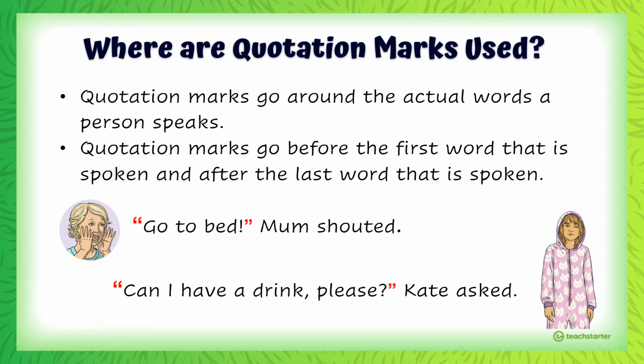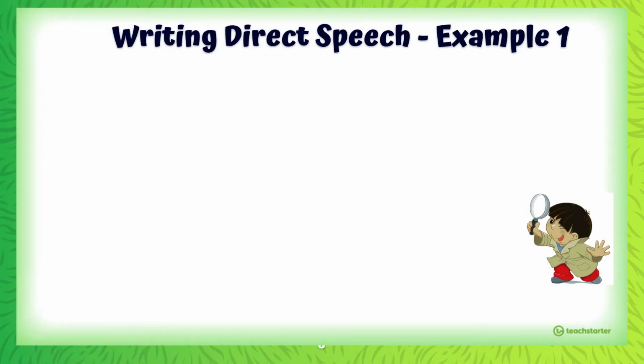"Can I have a drink, please?" Kate asked. Can you see the 66 goes at the front before the word can and the 99s go after the word please? So I'm going to show you some examples of writing direct speech.